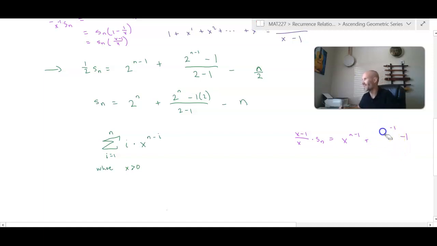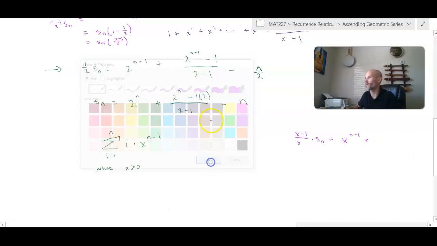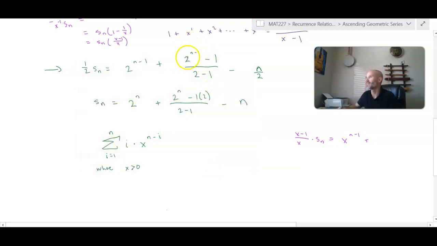No, I'm sorry, mixing things up now. This is why we do it numerically first, so that we can understand the pattern. So this will not be 2, but it'll be x to the n minus 1 minus 1 over x minus 1, minus n over x. And the reason this would be over x is because, remember, this last term was n times 2 to the negative 1. So with 2 replaced with x, it'll be n times 2 to the negative 1, which is the same thing as n over x.